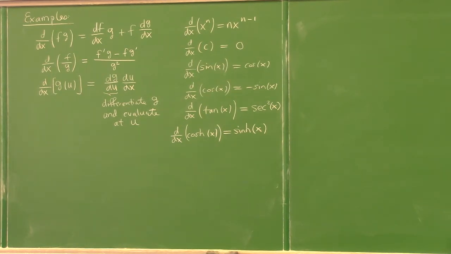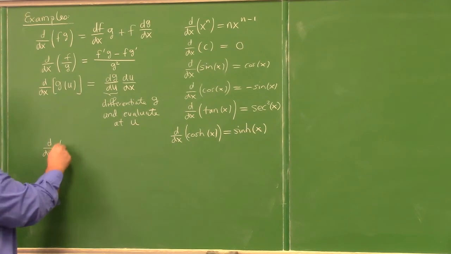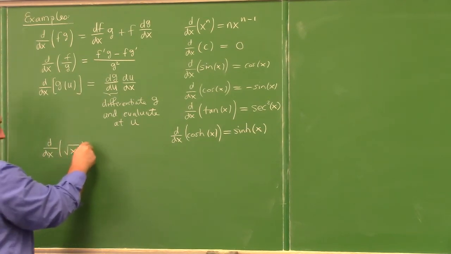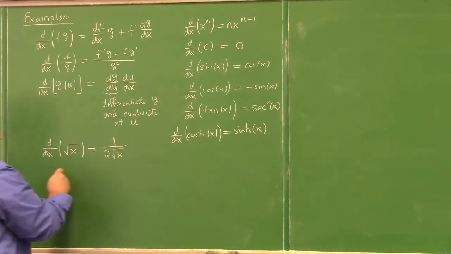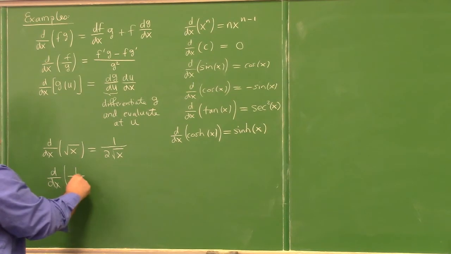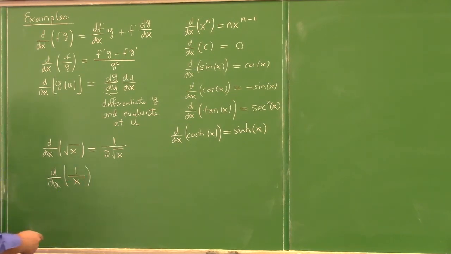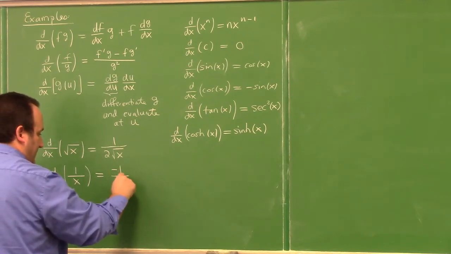What else have we done? There are some specific examples we've come across that would be good to just kind of know. How about this? d dx of the square root of x. That's 1 over 2 times square root of x. This is another one that's good to know. The reciprocal function, right? This is minus 1 over x squared.